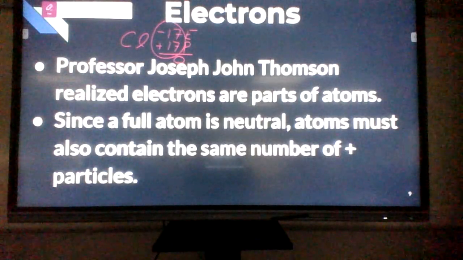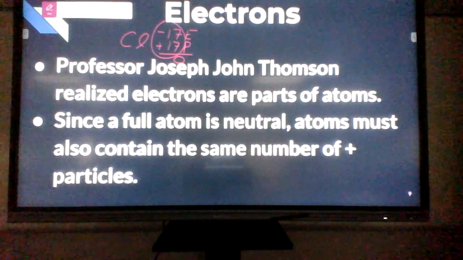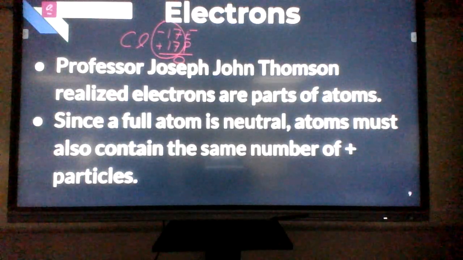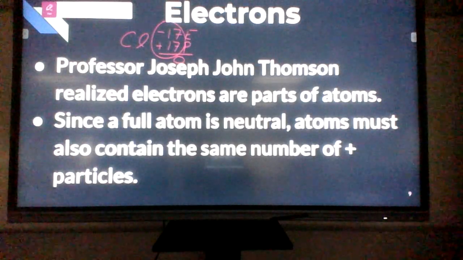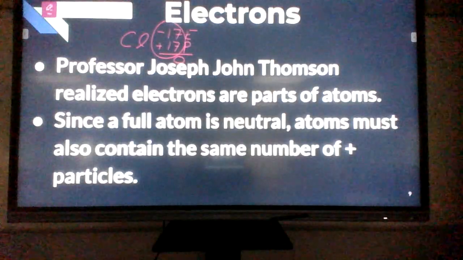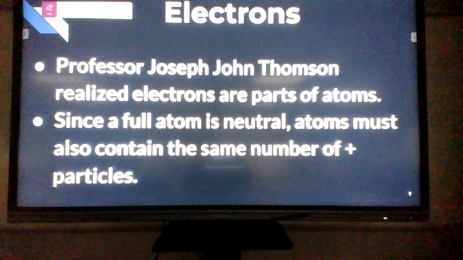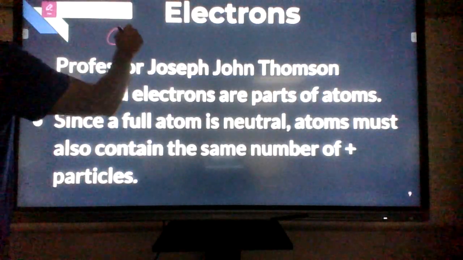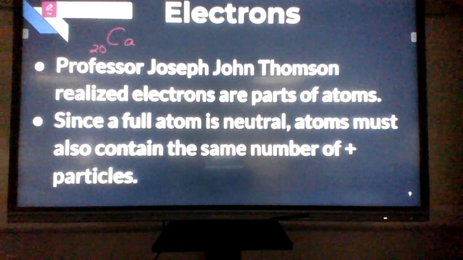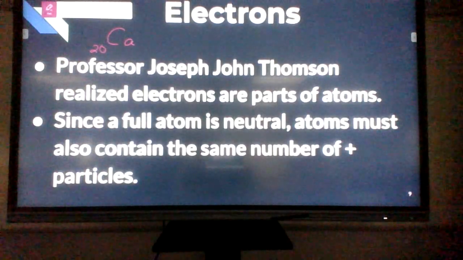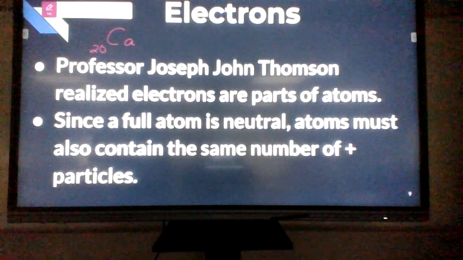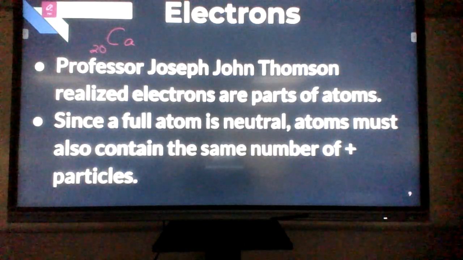And further experiments on many different atoms led Thomson to realize that all atoms are neutrally charged when they're by themselves. So that means every atom has the same number of protons as it does electrons. So let's look at an atom of calcium, whose atomic number is 20. The atomic number is the number of protons in an atom's nucleus. So the question may be, how many electrons does this calcium atom have?